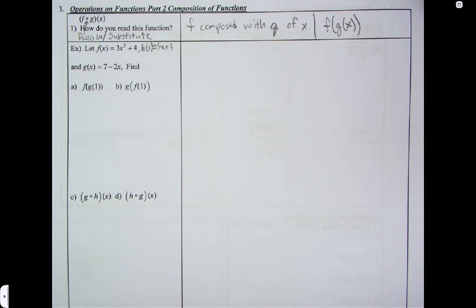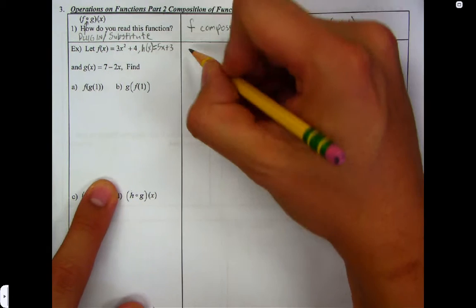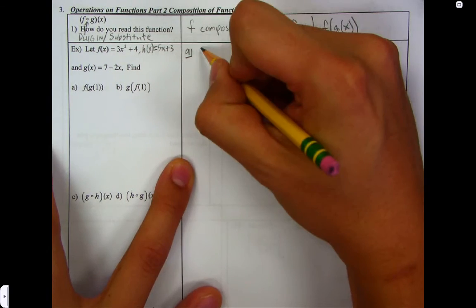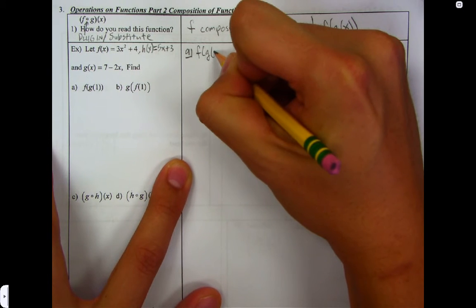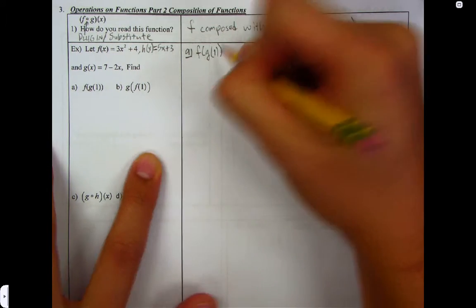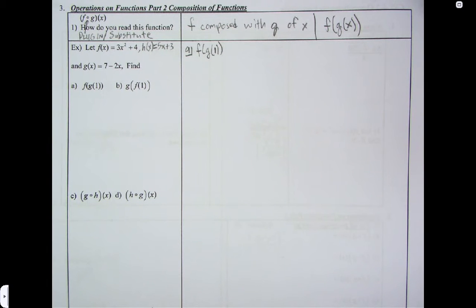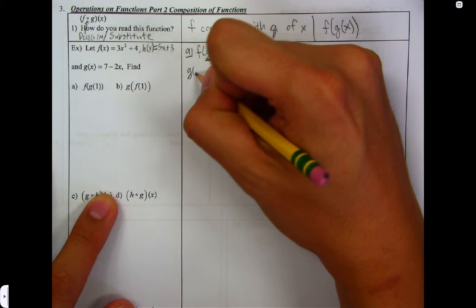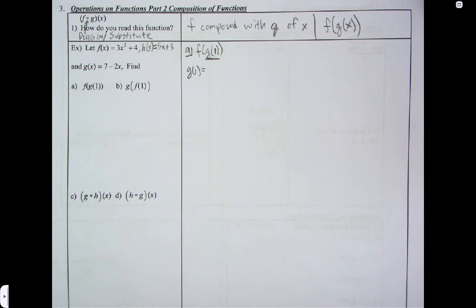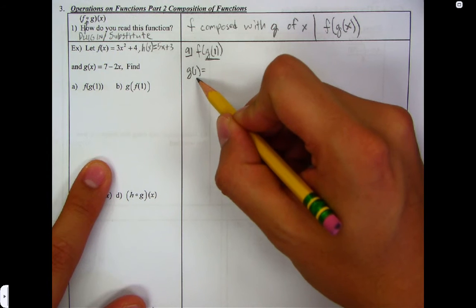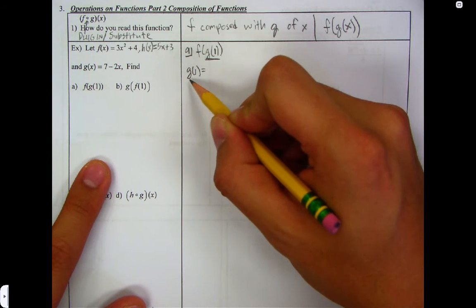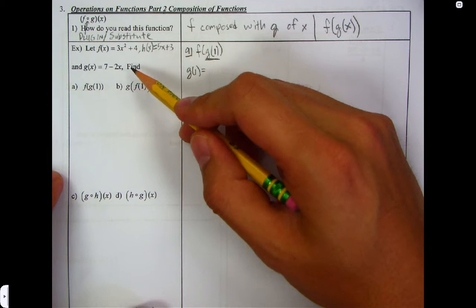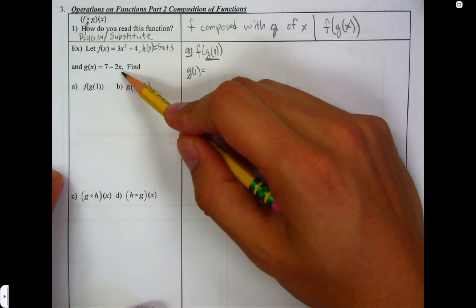Find a, f of g of 1. So I'm going to copy the problem, a, f of g of 1. Alright, so I always start on the inside, g of 1 right here. I'm going to write that. Now g of 1 just means plug in 1 for x of g. One more time. Plug in 1 for the x of g. So I go find g right here, and here's the x. I just plug it in.